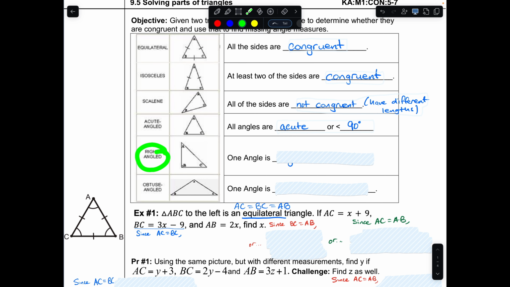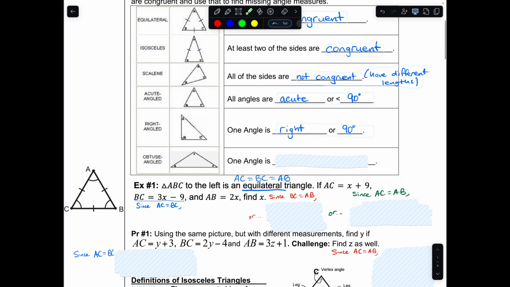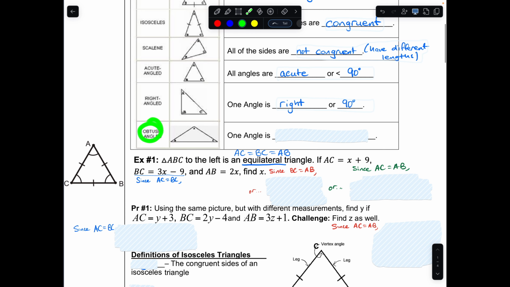A right angled triangle, or just a right triangle, is one in which one of the angles is a 90-degree angle. It can't be all three, because if we had three angles that were 90 degrees, they would not form a triangle. Same thing for an obtuse triangle or an obtuse angled triangle. It's a triangle in which one of the angles is obtuse, or greater than 90 degrees.